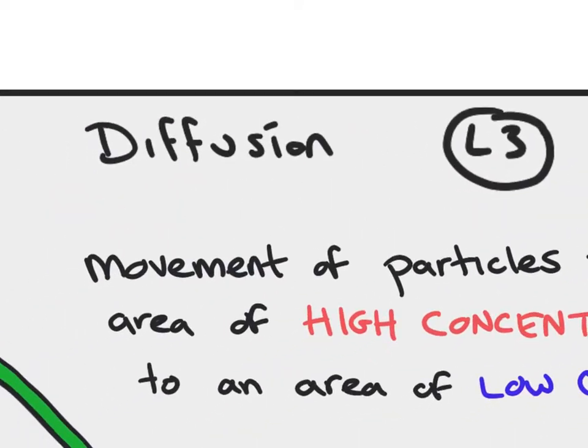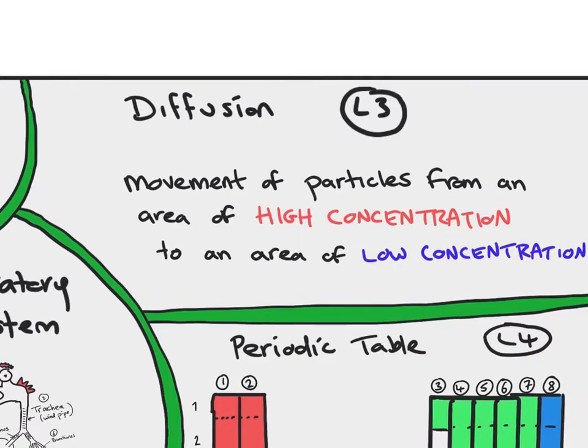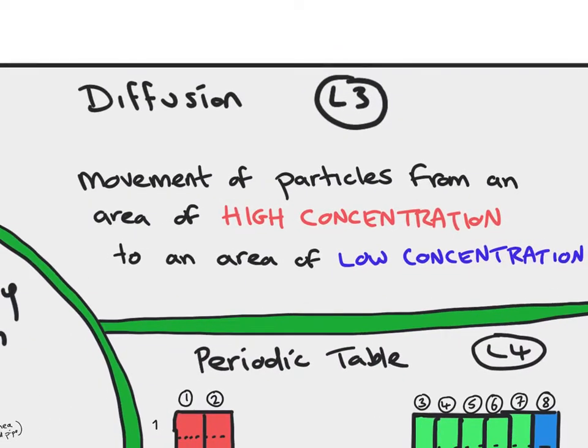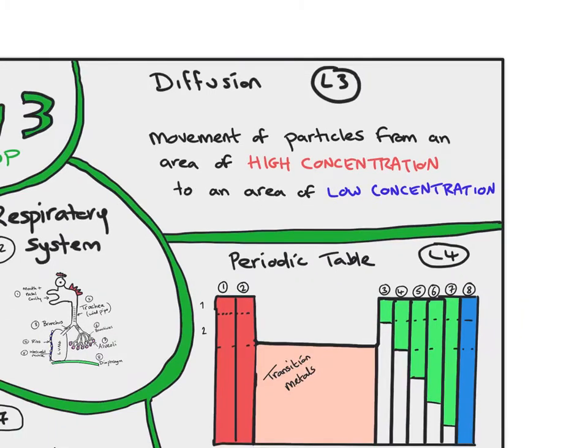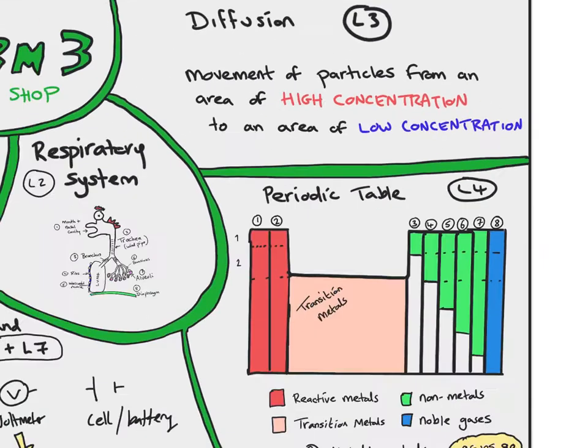Lesson 3 was on diffusion. We need to know the definition. It's the movement of particles from an area of high concentration to an area of low concentration. And if we remember that at this stage, we are awesome.